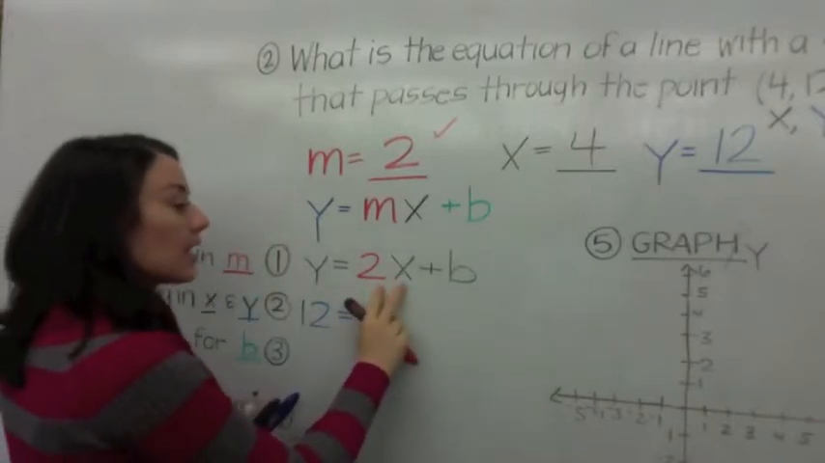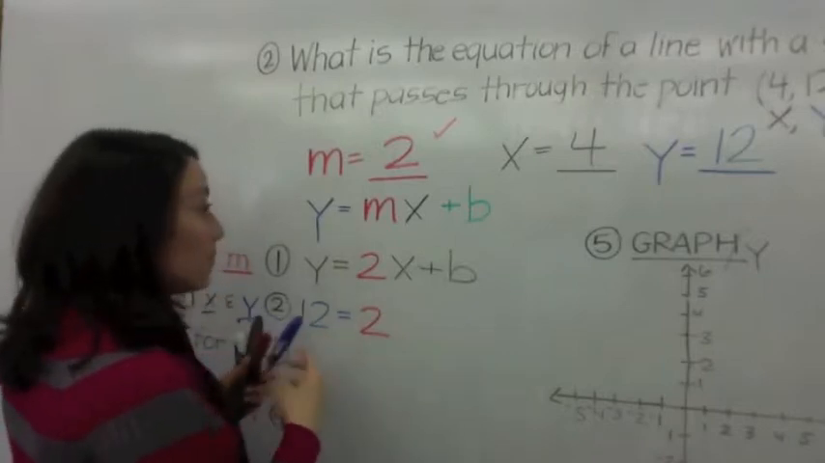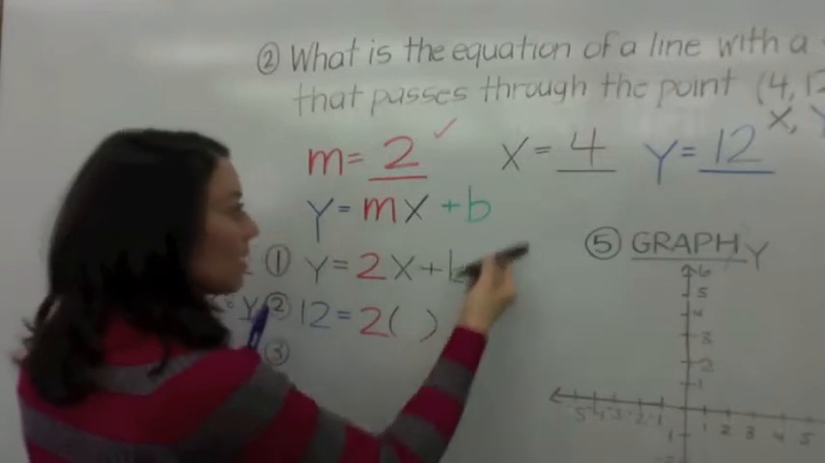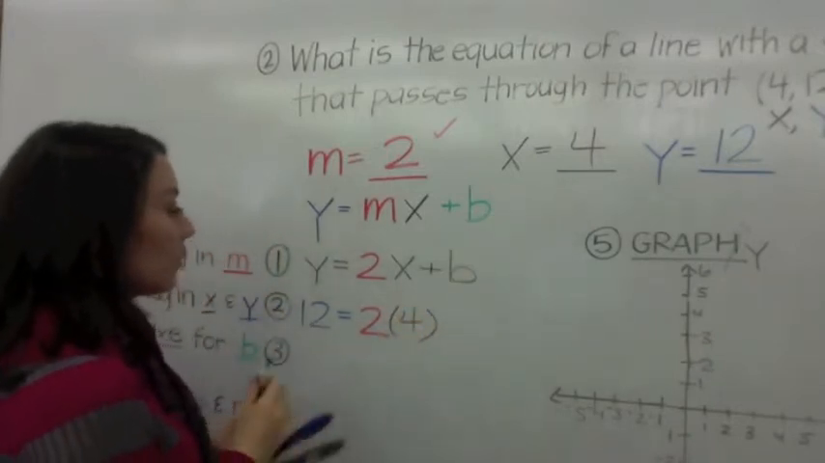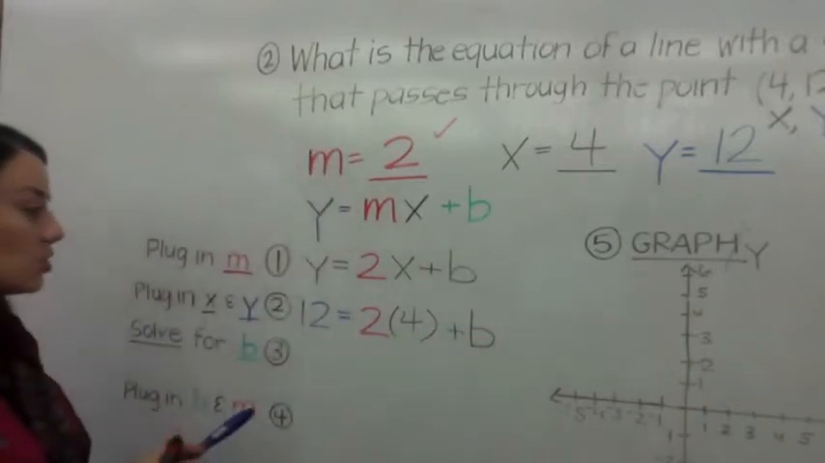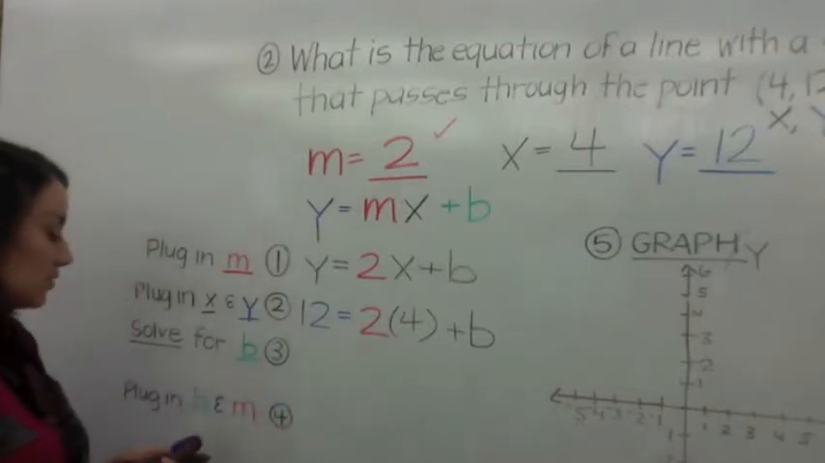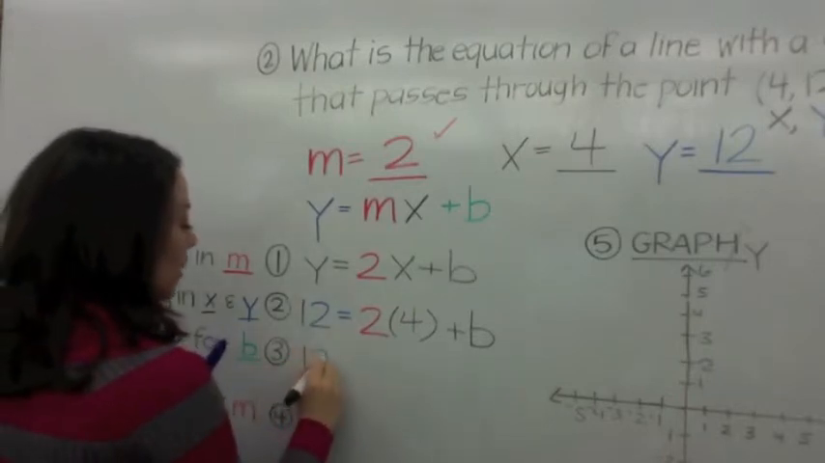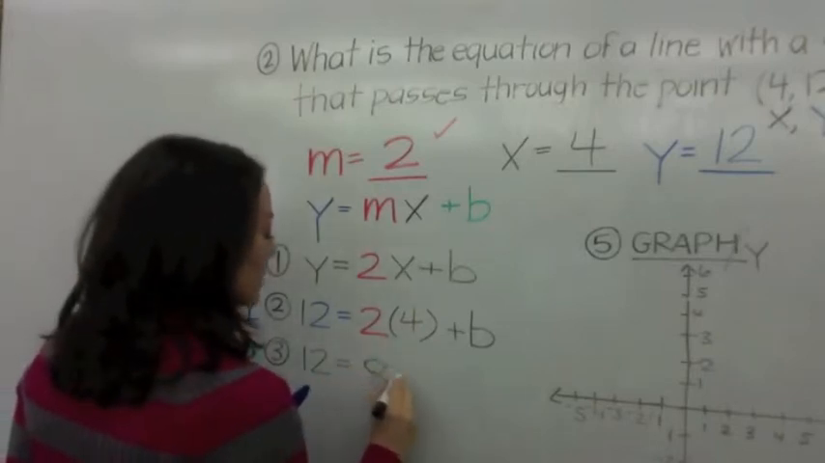Remember, 2 and x are married. They're being multiplied. So we're going to say 2, and in parentheses, x. What is x? 2 times 4. Good job. Plus b. Now we're doing this so we can find b. That's the next step, to solve for b. But before we do that, we have to figure out what is 2 times 4. So we rewrite as 12 equals 2 times 4, which is 8, plus b.